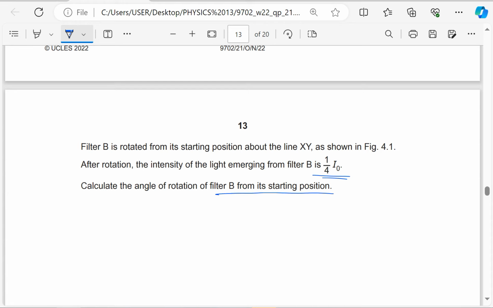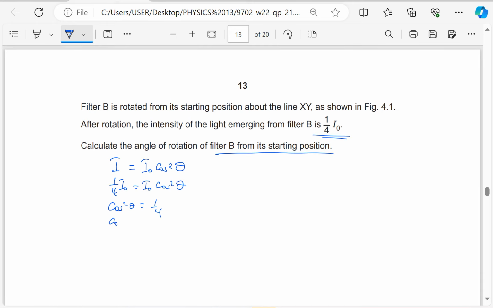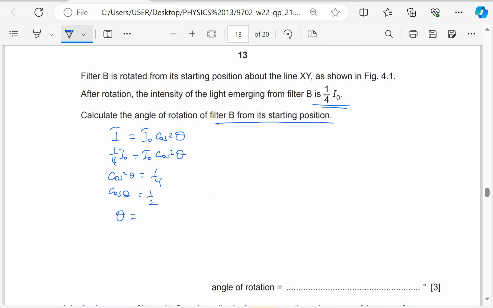Okay. So, first of all, we know that intensity is equal to I naught cos squared theta. And remember, I should be a quarter of I naught. So a quarter of I naught is going to be equal to I naught cos squared theta, which means cos squared theta is equal to a quarter, or when I find a square root, cos of theta is equal to a half. And of course, without even pressing the calculator, I think the cos inverse of a half is 60 degrees. But this is not the answer to this question.